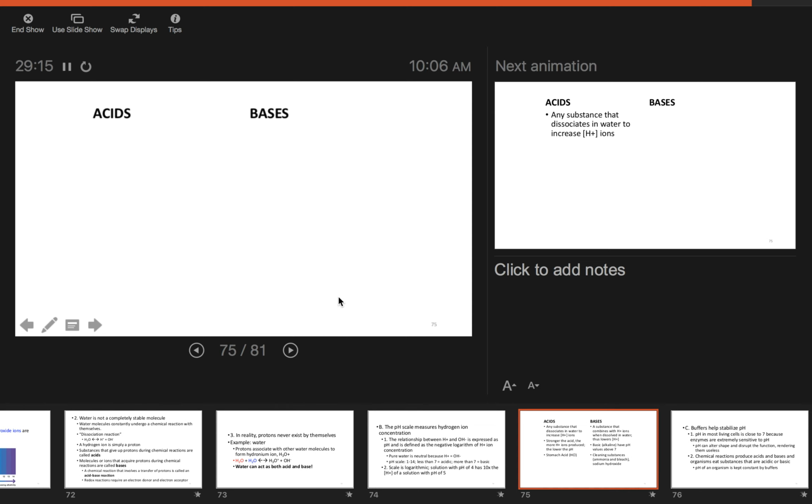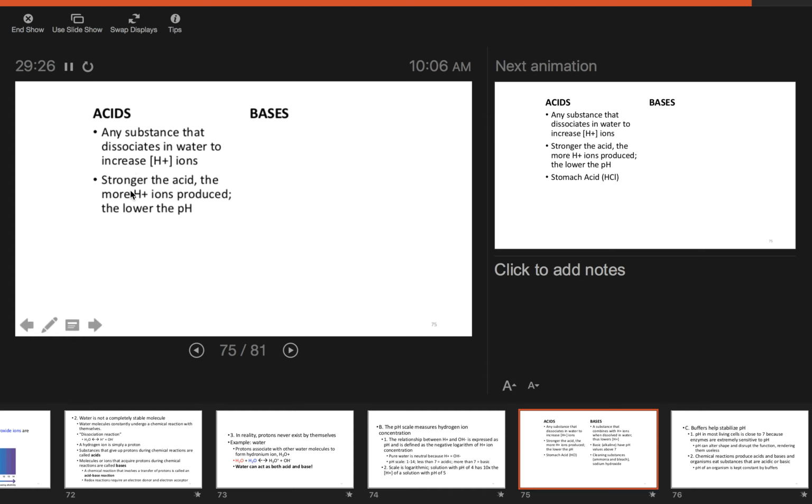All right, let's take a look at some properties of acids and bases and compare the two. So acids are any substance that dissociates in water. Basically, you're increasing your H plus ions. The stronger the acid, the more H plus ions are produced. Now this is where people get tripped up. More H ions means your pH is lower. So the lower your pH, the stronger your acid. Stomach acid is a great example, HCl.